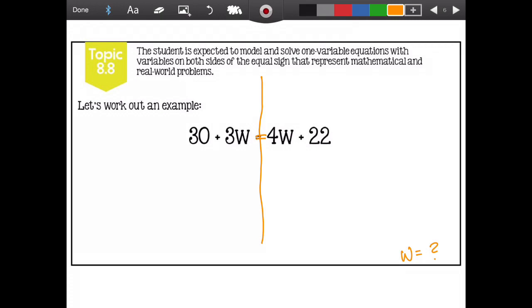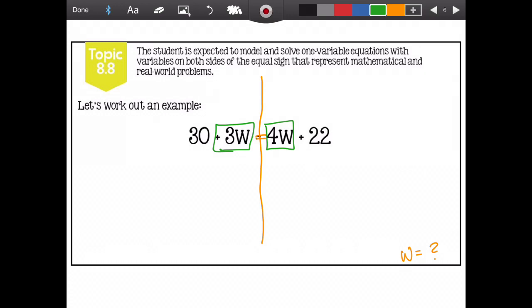So first things first, if we were to represent this with the tiles, we would want to look at the variables first. On the left side, we have this 3 plus 3w, and on the right side, we have this positive 4w. Okay, so they're both positive. Now, if I want to collect the variables to one side, I don't want my variable to be negative. So I'm not going to move the 4w to the left side, because then I'd have to subtract 4, and that would make my variable negative.